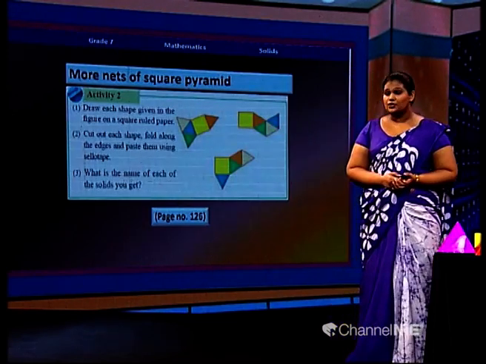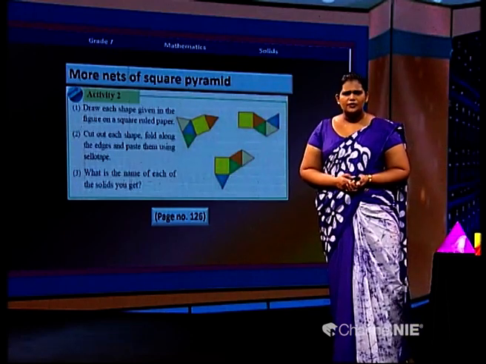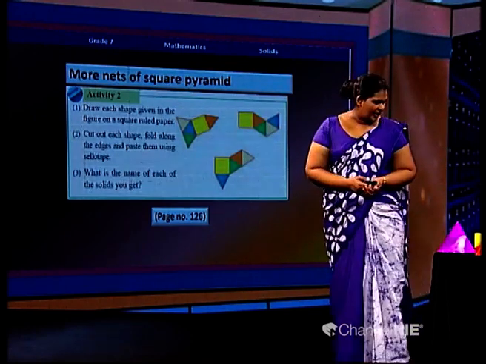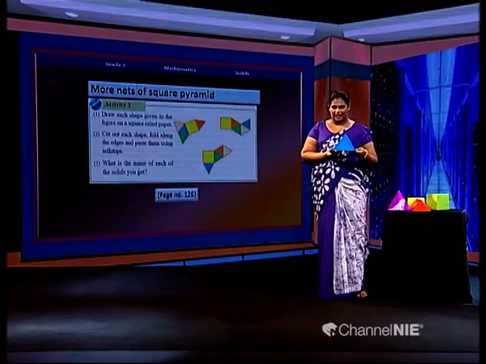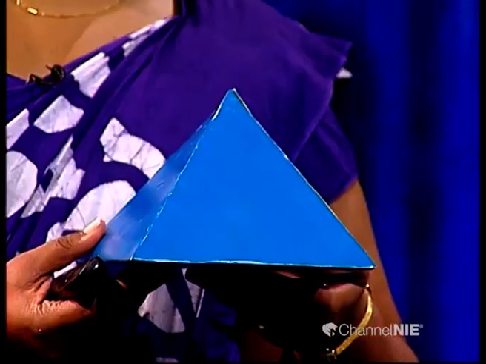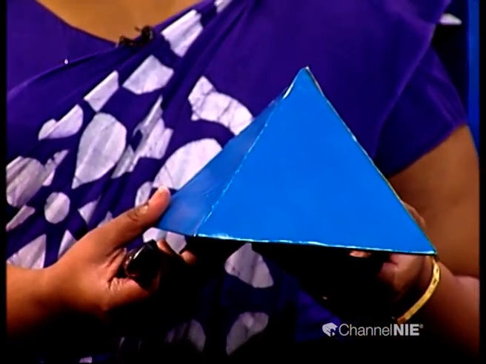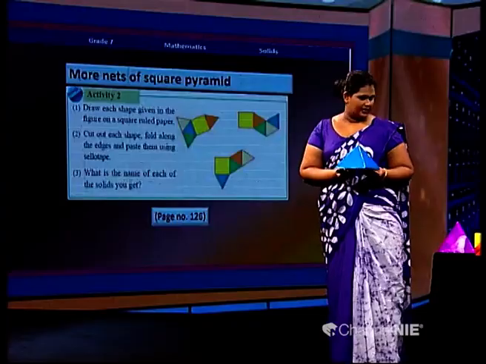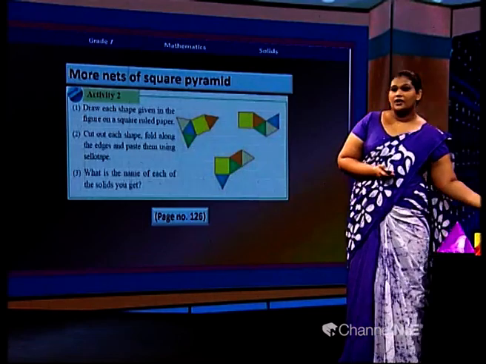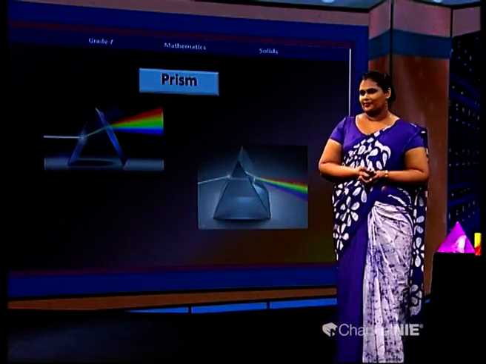Now quickly do it with the help of your parents. What do you get? Once again, you can obtain a square pyramid. Then we can come to a conclusion that to make a square pyramid, we have more than one net. Right. Next, we'll move on to the prism.